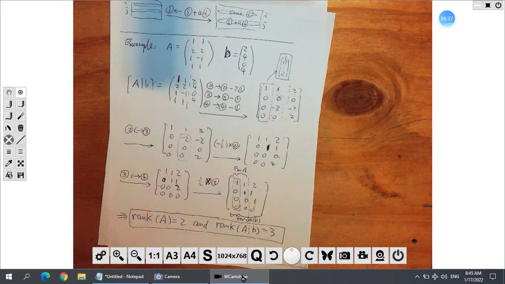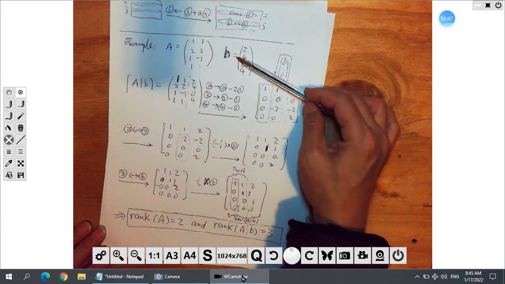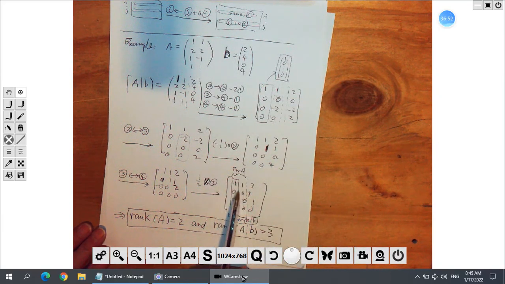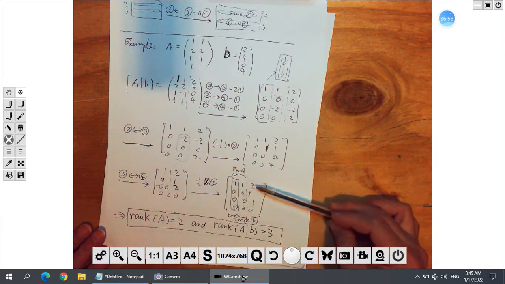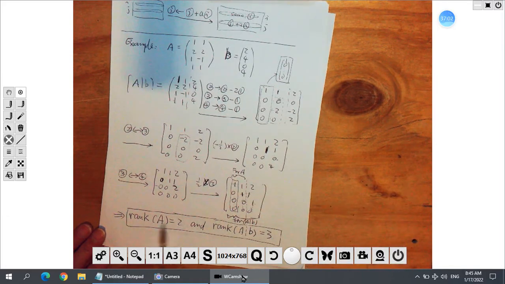Now you know how to get the rank of A and B, right? So when you have a linear equation, you give all the matrix A and B, then you work this way. When you get a result that looks like this, then you know the rank. Here I have 2 lines for part A and 3 lines for the overall matrix, so the rank of A is 2 and the rank of A combined with B is 3.